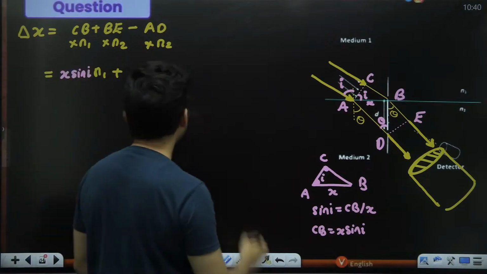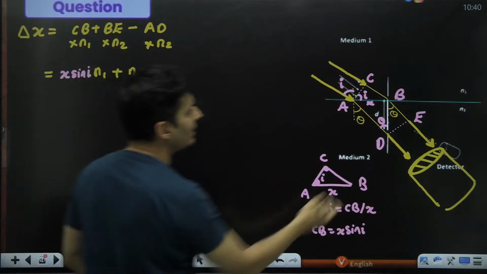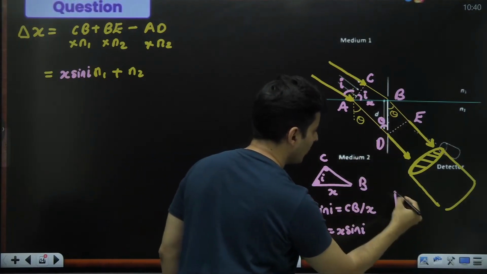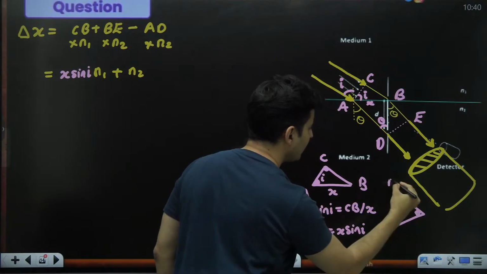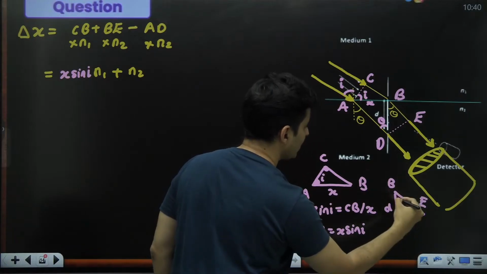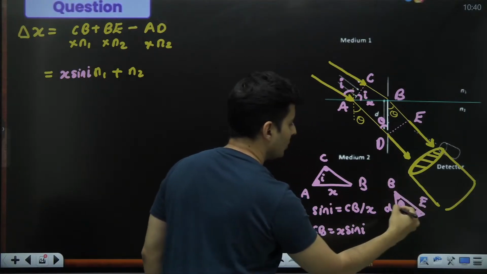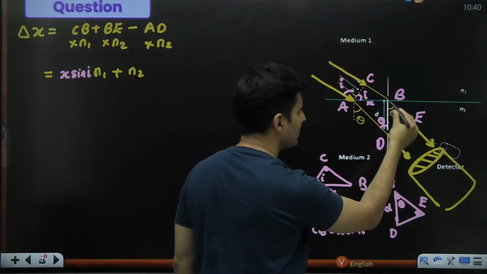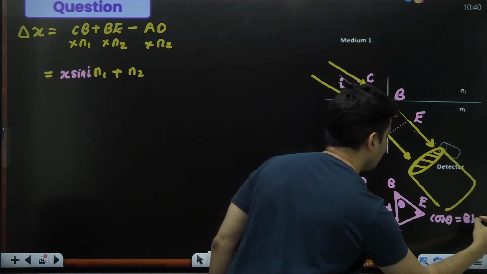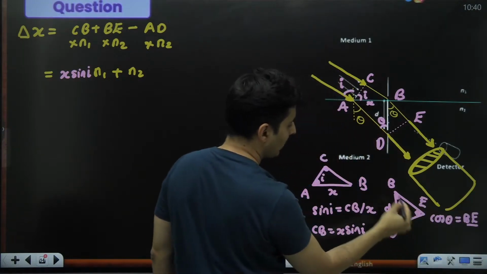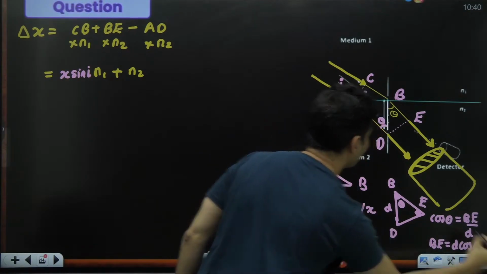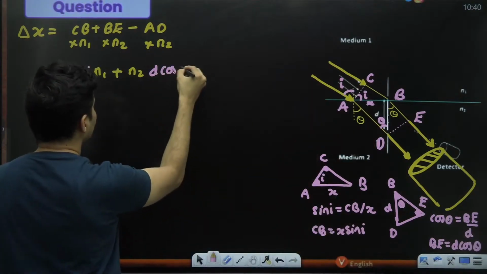Plus, what is BE? Before multiplying with n2, what is BE? BE is right over here. This is 90 degrees, this is B, this is E, this is D, this is small d, and this is theta. So I can use the cos theta relationship. BE is adjacent to theta, so cos theta is BE, adjacent, by the hypotenuse, which is d. So BE will be d cos theta.